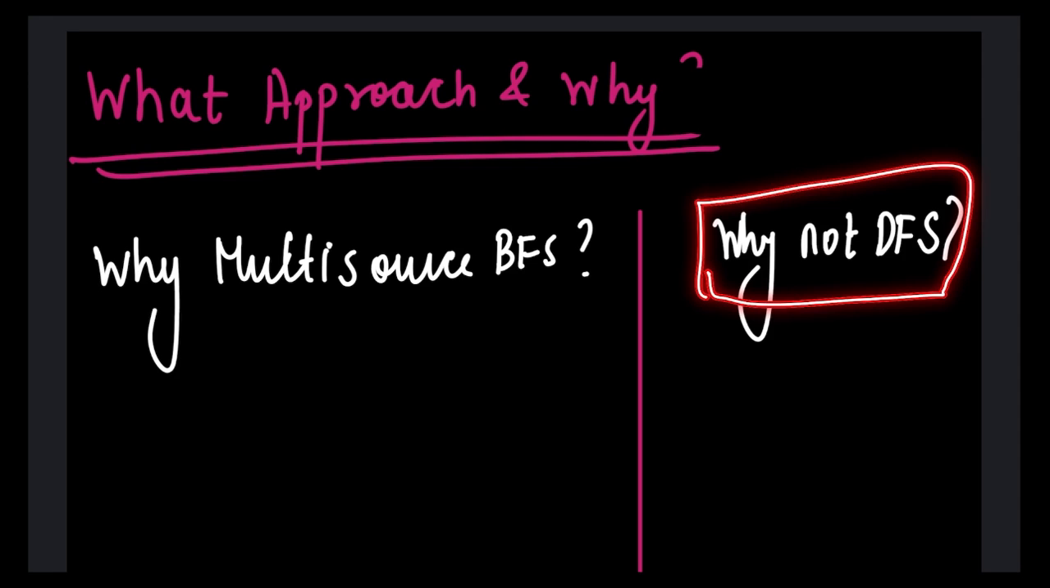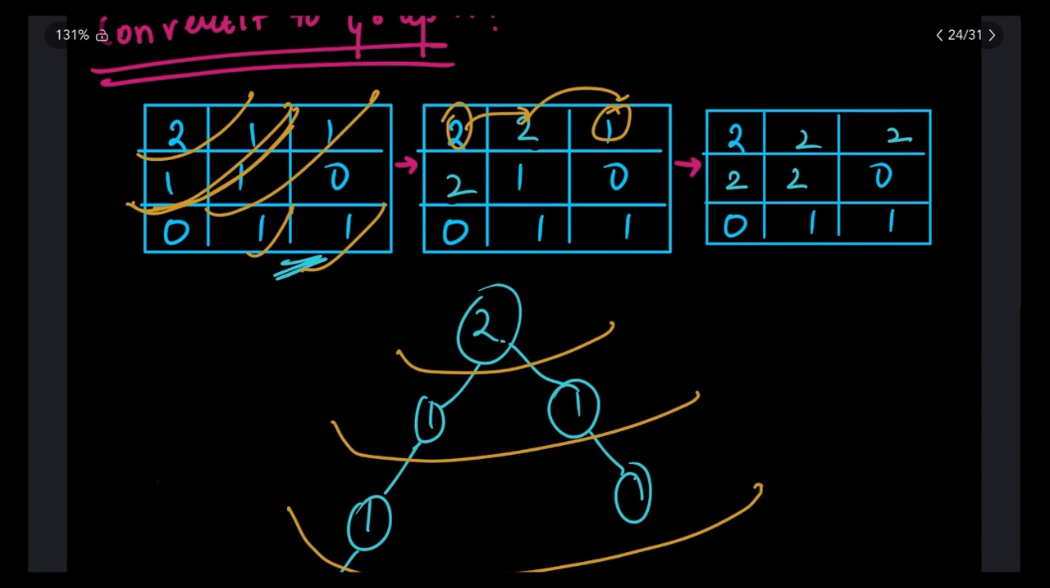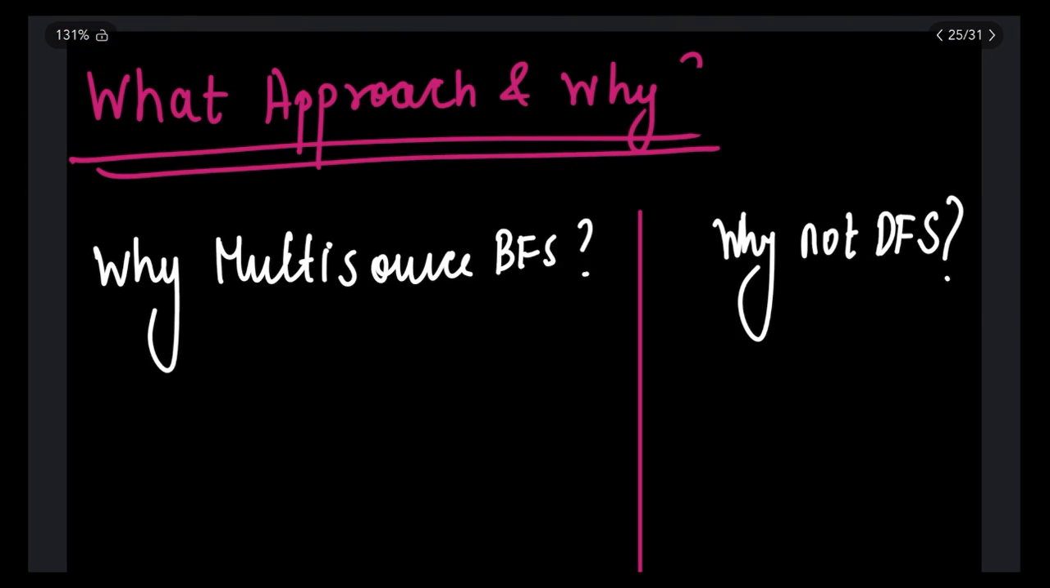Why not DFS? Because DFS will take us too long. Like we will go this, then this, then this, then it is an empty cell. Then we will backtrack, then come to this, then we have to come here, then here. It will take us so long to make all the oranges rotten. So it's better to use multi-source BFS because we can put multiple rotten oranges into the queue together and then make them rotten level by level.